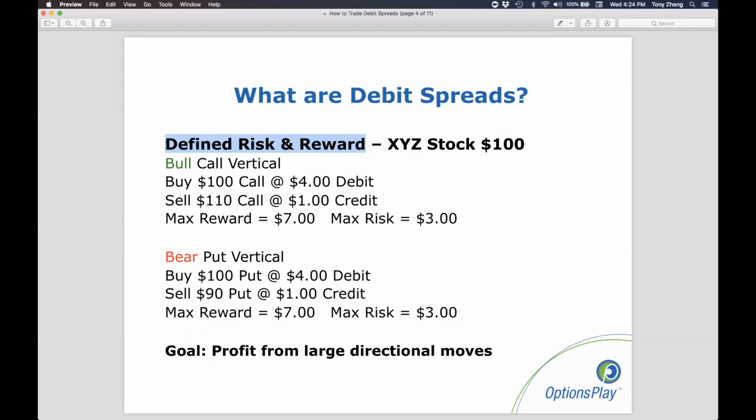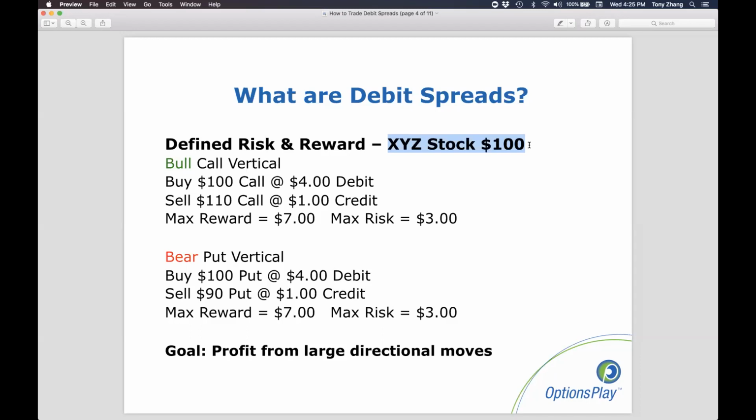So to break down these two strategies, I'm going to use a fictitious stock XYZ trading at $100 because it's nice round numbers. It's easy to understand how to construct them. Now, you don't have to memorize how to construct them because the platform actually does it for you. This is just for illustrative purposes. So for example, if we have a stock XYZ, it's trading at $100 and we're bullish on it.